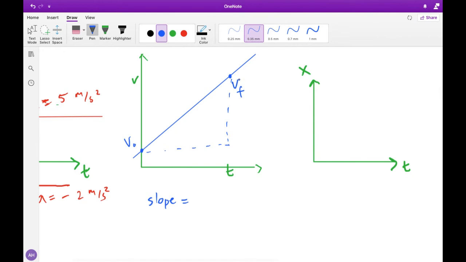So this height is basically V final minus V initial. Not to confuse it with the total height here. The height from the starting position to the final position is V final minus V initial, divided by the run, which is the time. And if we look at this, we notice that this is basically the same equation that gives us the acceleration. Because acceleration is the final velocity minus the initial velocity divided by the time.